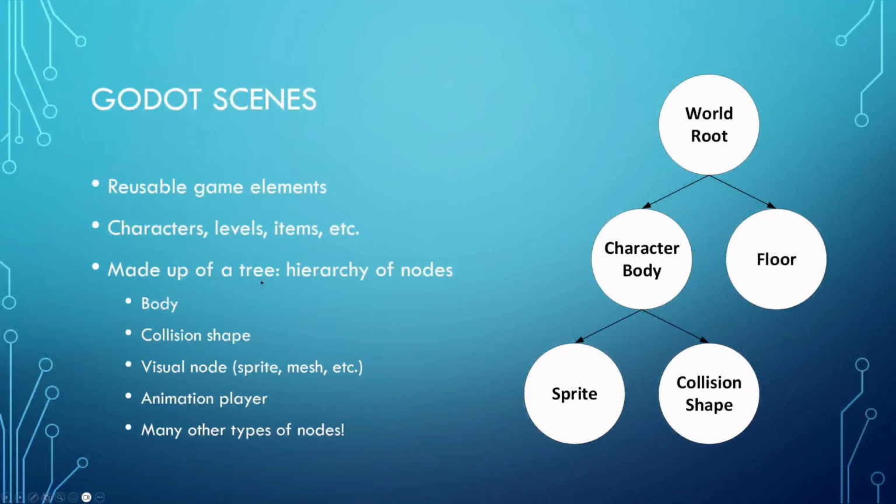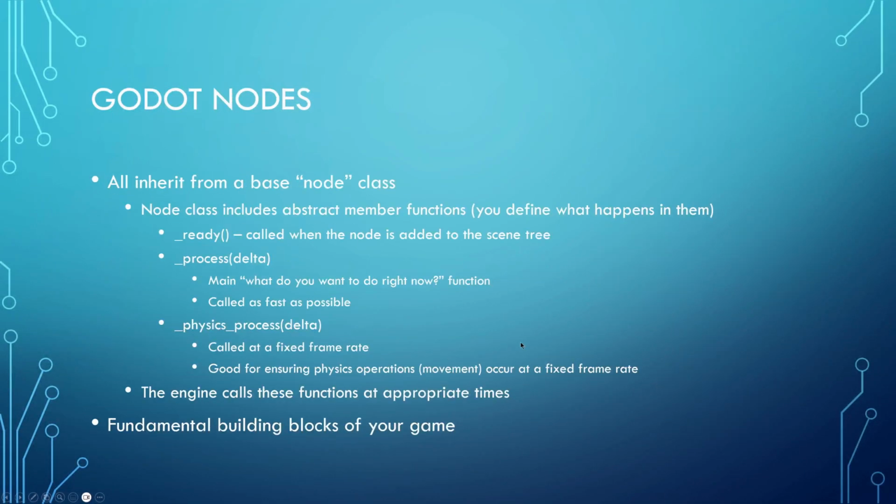So the scene is a tree of nodes, or it's a hierarchy of nodes. So for example, we might have a character body, and the character body might have a sprite and a collision shape. And then in the world, we might have that as our character, and then we might also have scenes for the floor or the walls. We might also include other types of nodes, like if there's animations, an animation player, all sorts of other nodes.